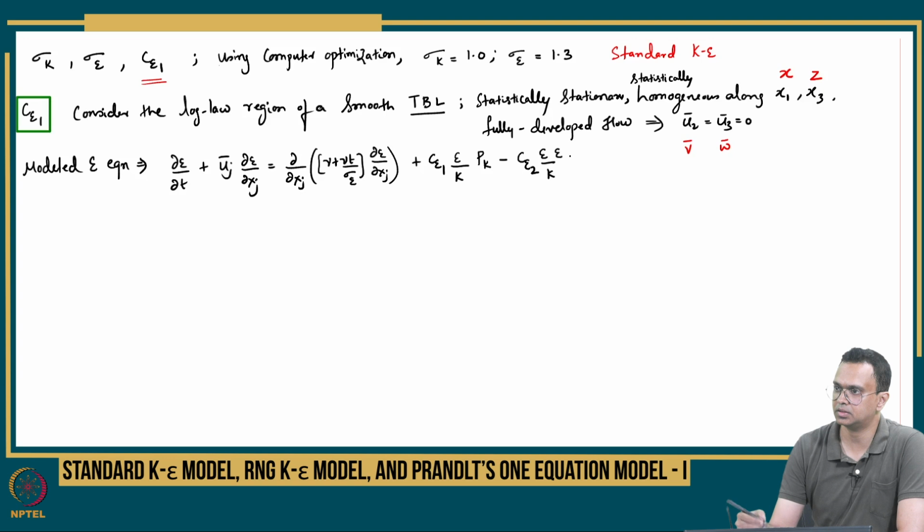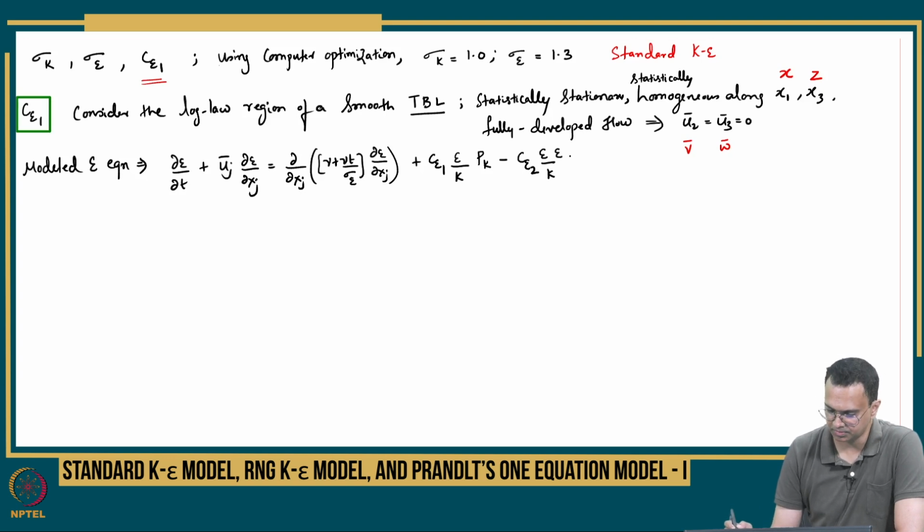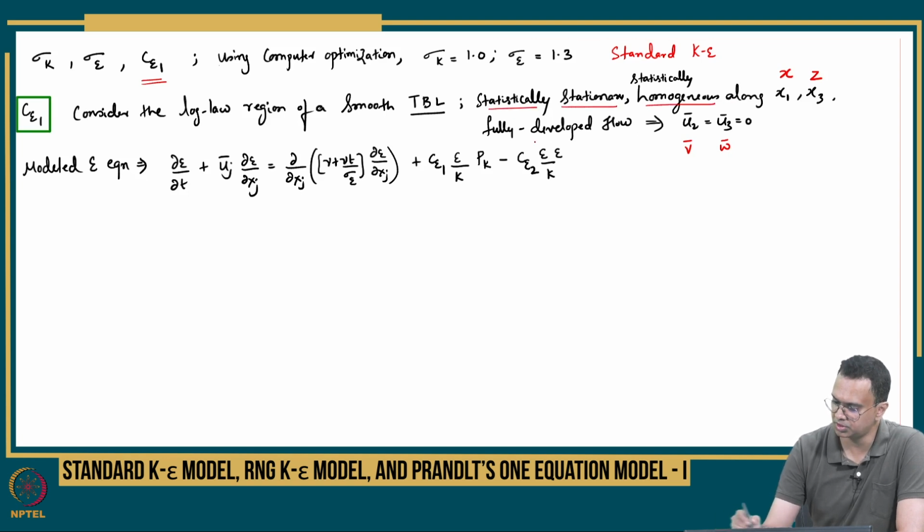Epsilon by k is the time scale that we introduced. So now if I consider all this, the statistically stationary, statistically homogeneous, fully developed flow, all these considerations, this term will go away. Upon expanding, all three will go away. Dou by dou x1, dou by dou x3 will go away, and in the other one u2 bar will go away, so this term also goes away due to all these considerations.